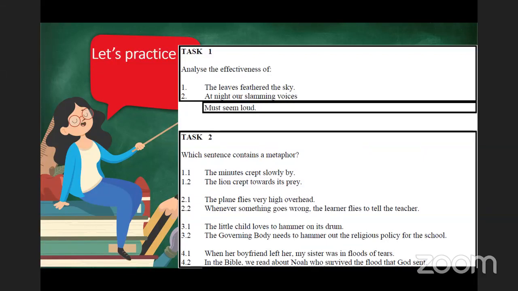In 3.1, our metaphor there would be the child. The governing body needs to hammer out the religious policy for the school. And lastly, a metaphor would be in 4.1: when her boyfriend left her, my sister was in floods of tears.